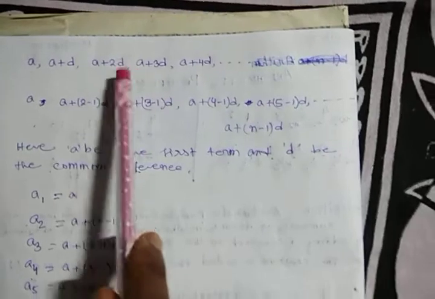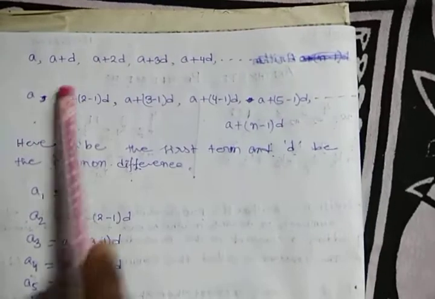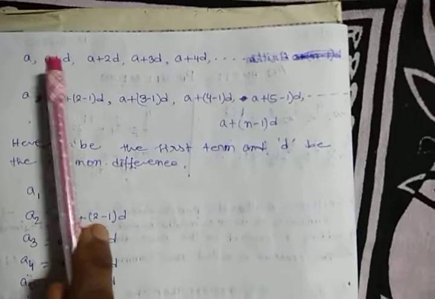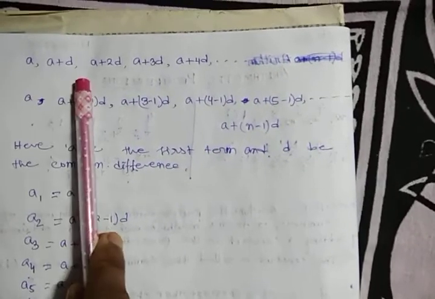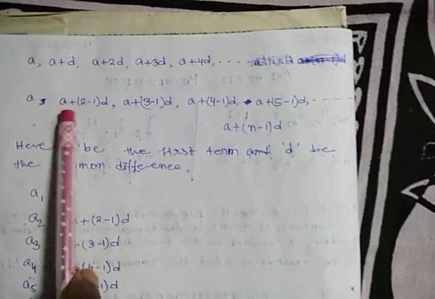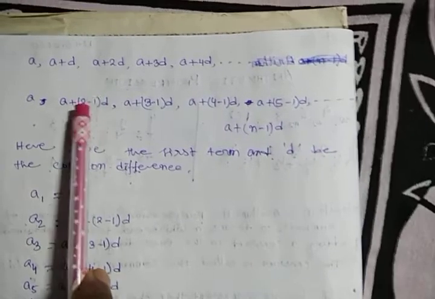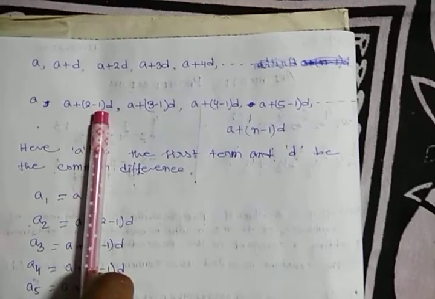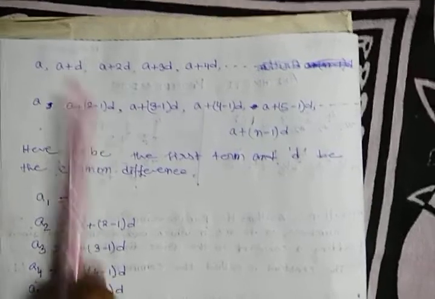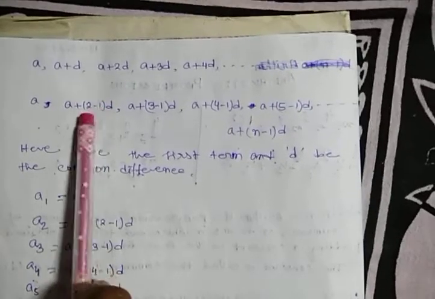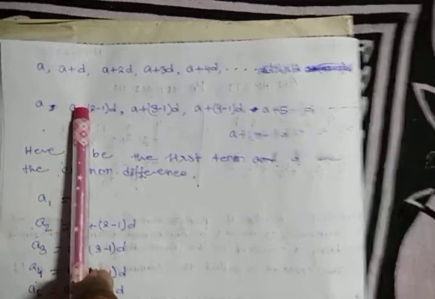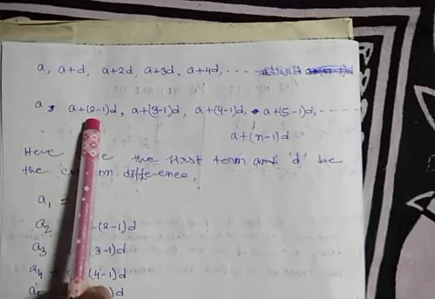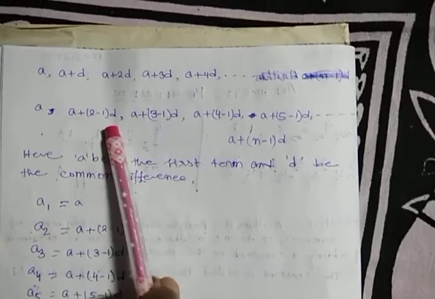Now we can rewrite the terms. A is the first term. The second term, that is term number 2, we can write as A plus 2 minus 1 into D. So 2 minus 1 means 1, so it will be the same as the previous A plus D. Since it is the second term, that's why we express it with 2. So A plus 2 minus 1 into D will be the second term.